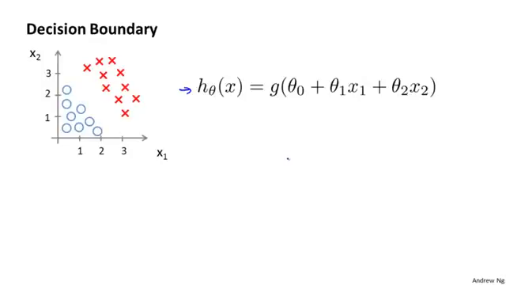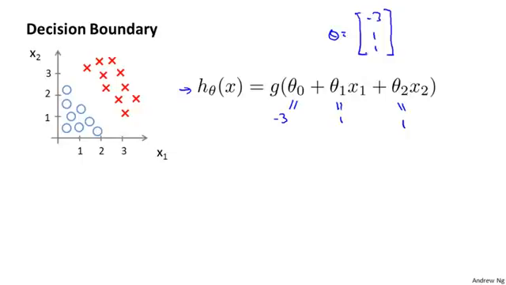We haven't talked yet about how to fit the parameters of this model. We'll talk about that in the next video. But suppose that via a procedure to be specified, we end up choosing the following values for the parameters. Let's say we choose theta 0 equals -3, theta 1 equals 1, theta 2 equals 1. So this means that my parameter vector is going to be theta equals -3, 1, 1.